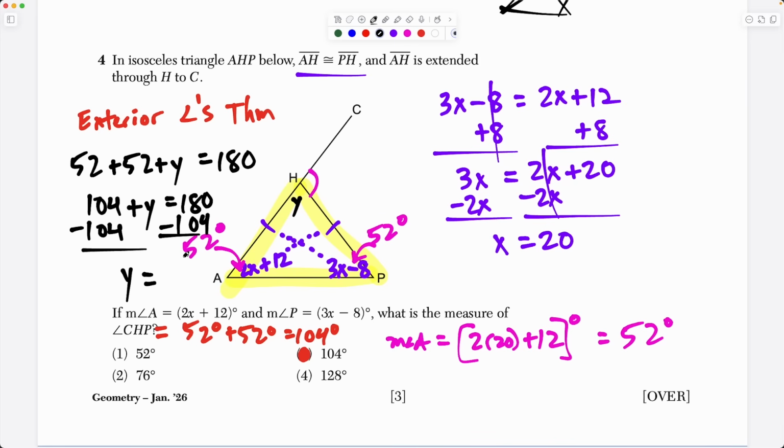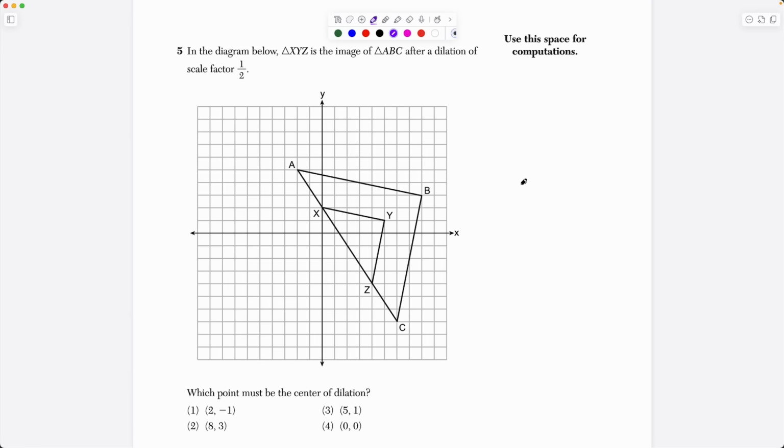So y is going to be equal to 180 minus 104, which is 76. So that means this angle here on the inside is 76 degrees. But if this angle is 76 degrees and we have a straight line, I could just do 180 minus 76 to get 104, and you can see this is still 104 degrees. But the exterior angles theorem is just the express way right to the answer. We're getting choice 3.